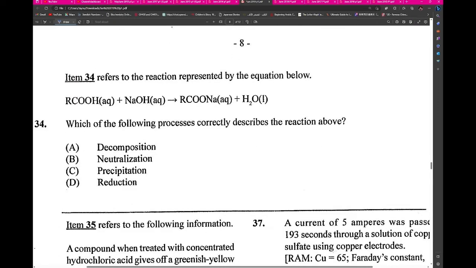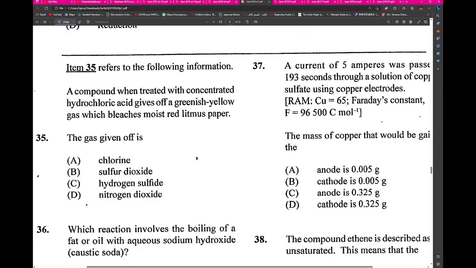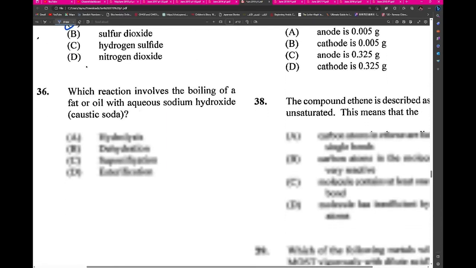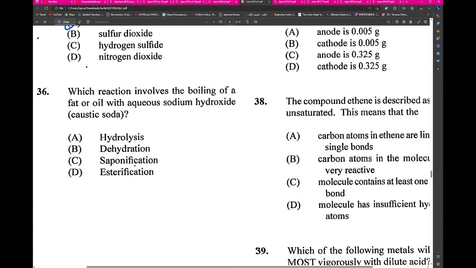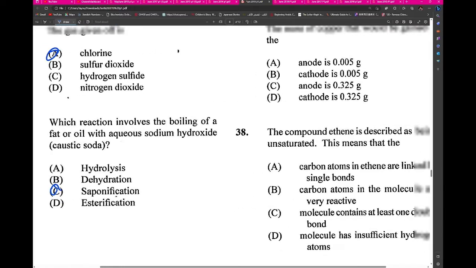Which of the following processes correctly describes the reaction above? This is a neutralization reaction. A compound when treated with concentrated hydrochloric acid gives off a greenish yellow gas which bleaches moist red litmus paper. This is chlorine. Which reaction involves boiling of fat or oil with aqueous sodium hydroxide, caustic soda? This is saponification, right?